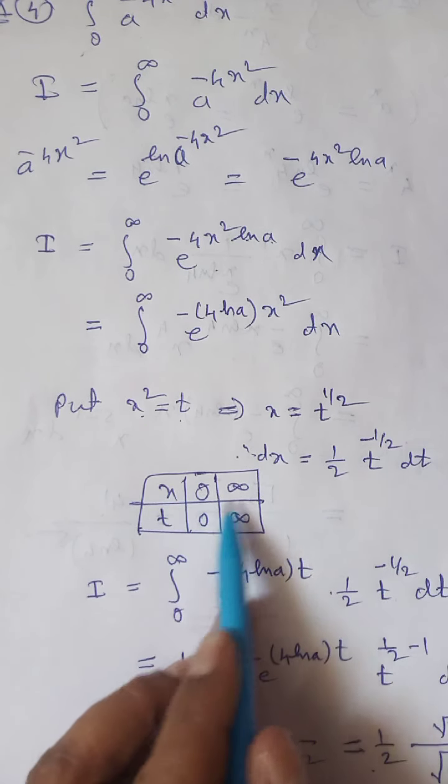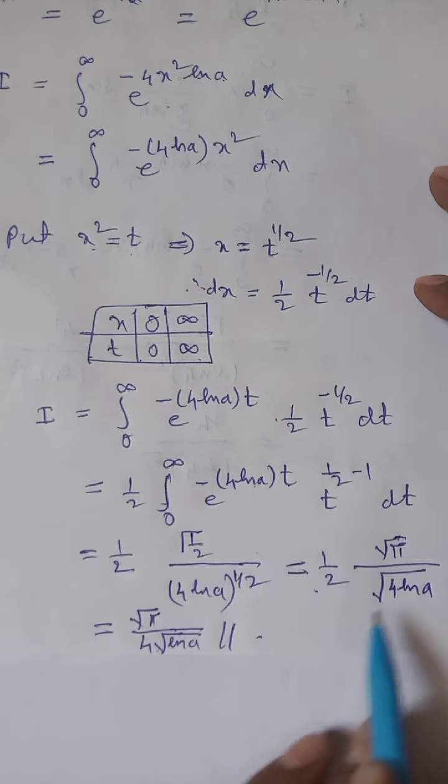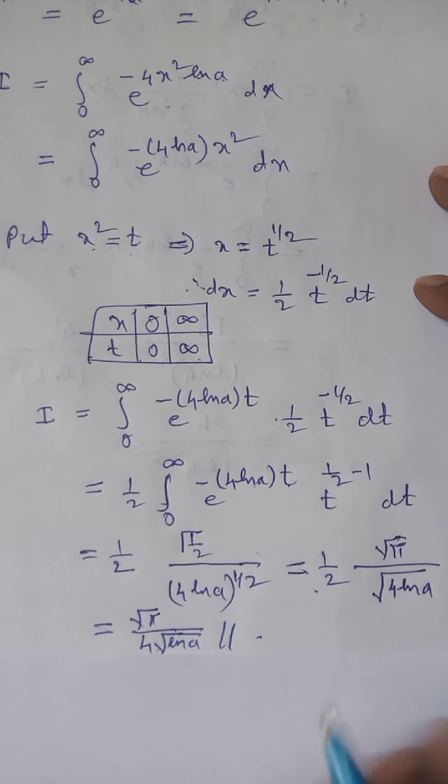So its simplification is simple now. Gamma half is root pi. So 4, take it outside, it is 2. So it is 4 and under root log a. So this is your final answer.